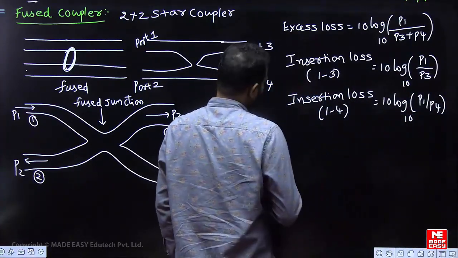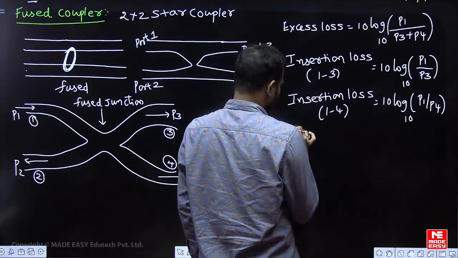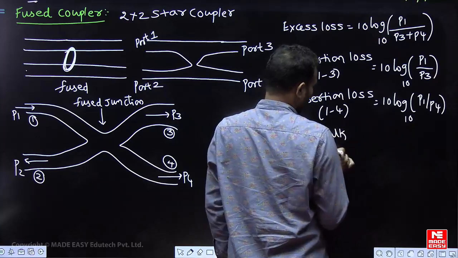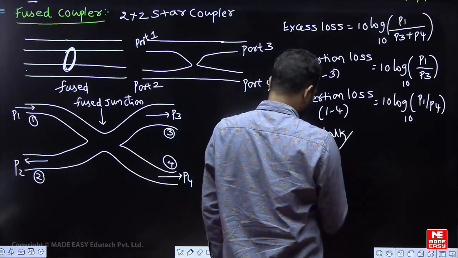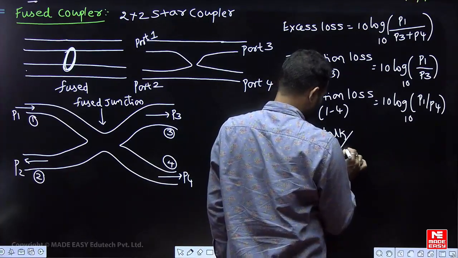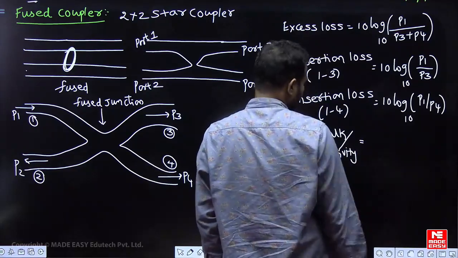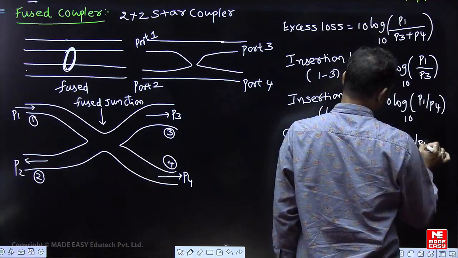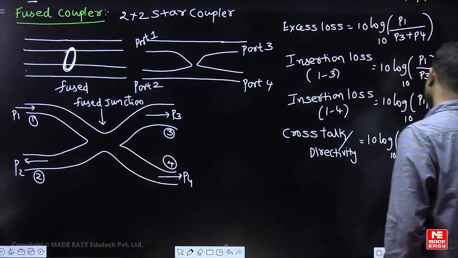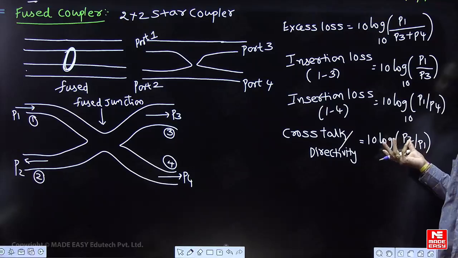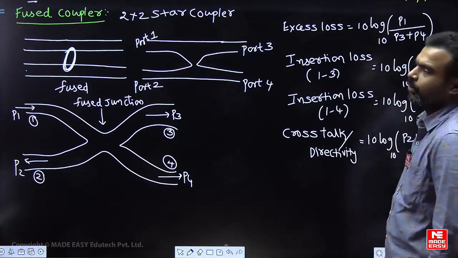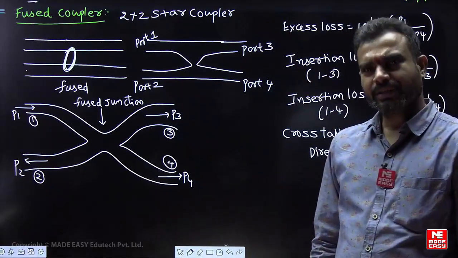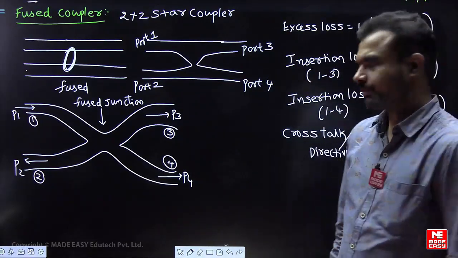Next, after the insertion loss, we talk about another important one, called crosstalk. Your crosstalk is also called directivity, which is equal to 10 into log of P2 by P1. We can also write P1 by P2, but P2 by P1 indicates very clearly that a negative value will come. If you write P1 by P2 you will get a positive value, but that is also loss only. The negative sign indicates the loss because of writing P2 by P1.